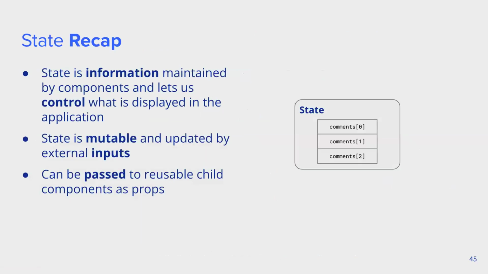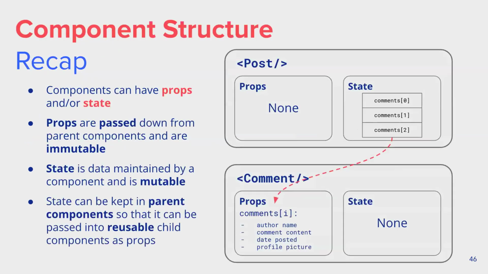So just to recap, state is information maintained by components, and it lets us control what's displayed. It's mutable, again, unlike props, and it's updated by external inputs. And lastly, it can be passed to reusable child components as props. And so to recap everything as a whole for components: components can have props and/or state. Props are passed down from the parent components, and again, they're immutable. This is very important. State, on the other hand, is mutable and maintained by the component. And it can be kept in the parent components so that it can be passed into the child components as props.